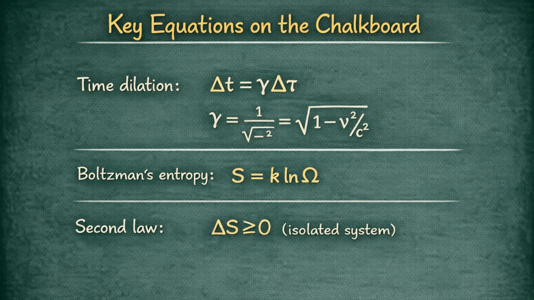Let's highlight the important formulas. Time dilation, delta t equals gamma delta tau, shows moving clocks run slow. Boltzmann's S equals k natural log of omega connects entropy and microstates. And the second law, delta S greater than or equal to 0, defines the arrow of time. Memorizing these helps solve concrete problems and understand concepts.